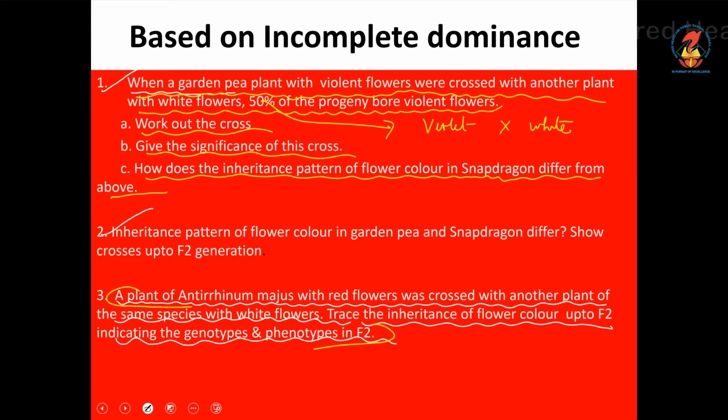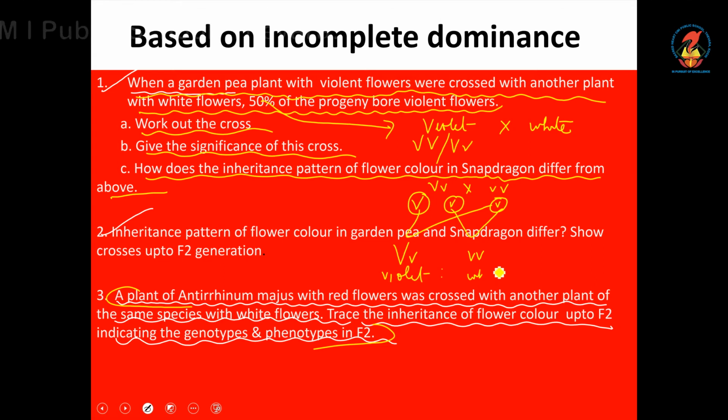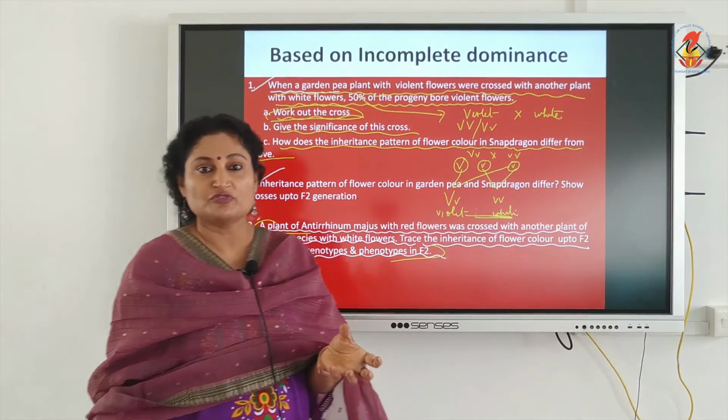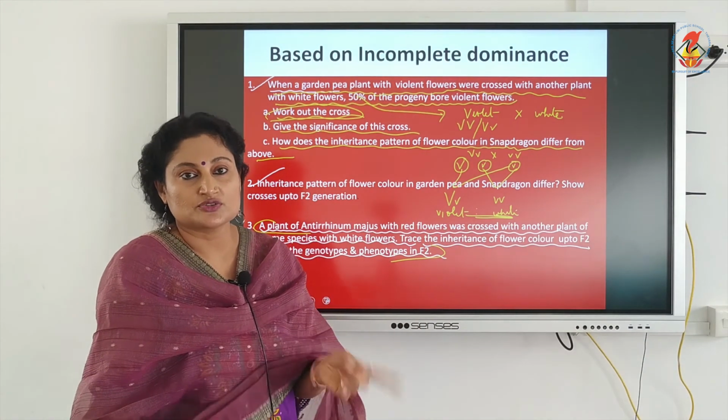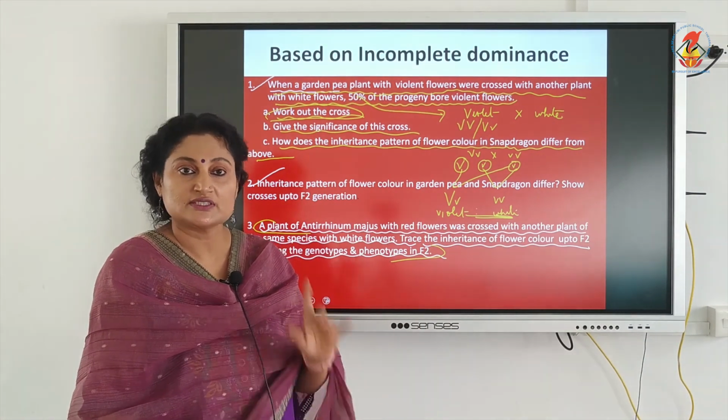When you hear 50%, it means that violet was not capital V capital V, it is capital V small v. So you go ahead with capital V small v crossed with small v, and definitely you get this 50%. That is, you get violet 50% and white 50%. Okay. So that is how you work out the cross, and 50%, as I told you in the previous video, when you hear 50-50, it's understood it's a heterozygote parent. If you hear 100%, the parent is homozygous.